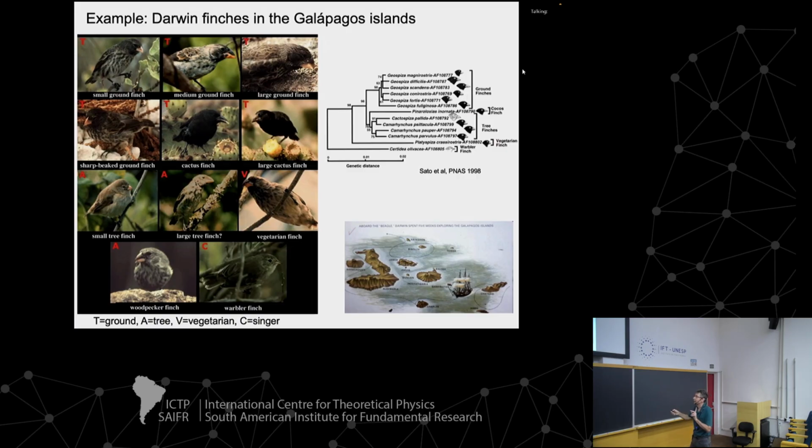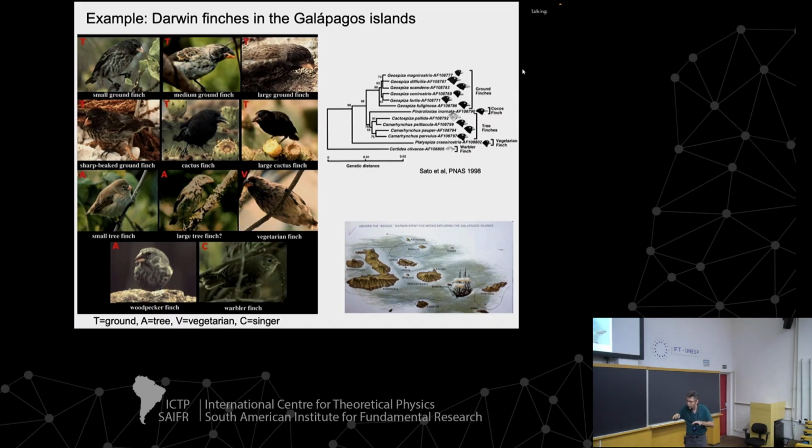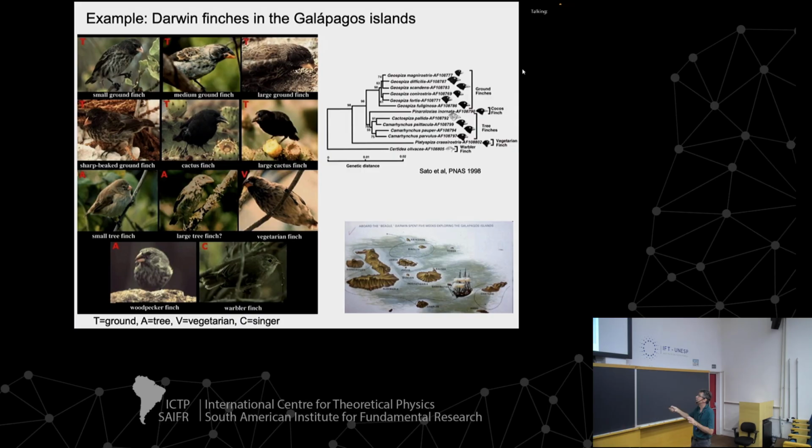And one thing that I want to stress here is that there is a bar here which says genetic distance. And that means that different species are genetically different from each other. So these differences are encoded in the genome. And if you compare two individuals of the same species, there will be some difference. But if you compare individuals of different species, this distance is much larger. So genetic distance is a good measure of how species differ.